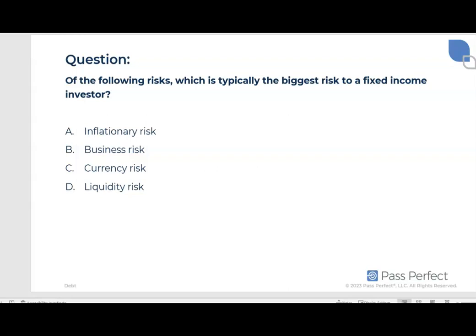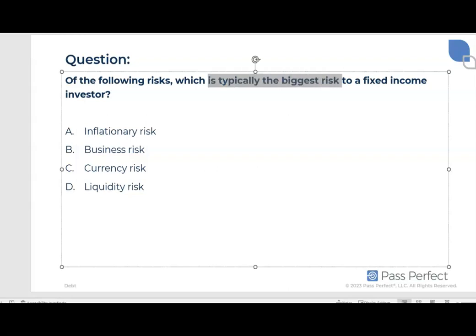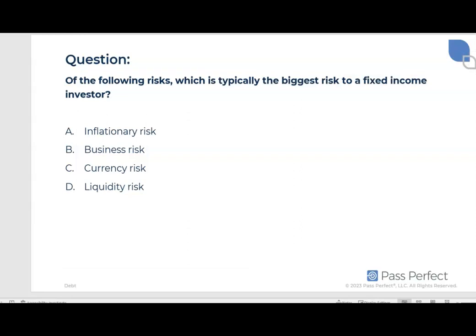Okay, we've counted everyone's answer. So of the following, which is typically the biggest risk to a fixed income investor? Now bonds, of course, are a fixed income investment because they pay this locked in rate of return. This locked in interest rate doesn't change. Preferred stocks are a fixed income investment too. They pay a fixed dividend amount that doesn't change for as long as it keeps going. So these are all potential risks here, but which one's typically the biggest risk?